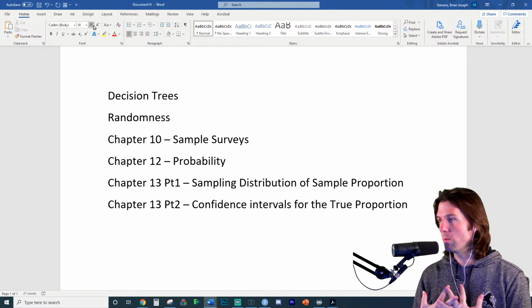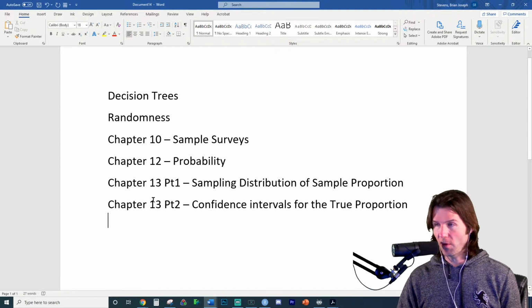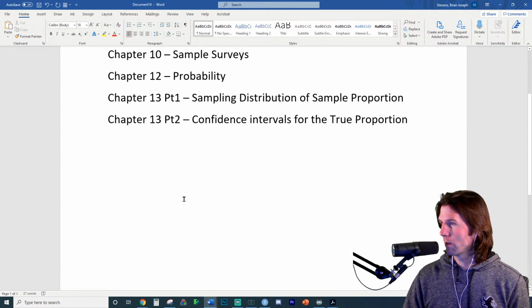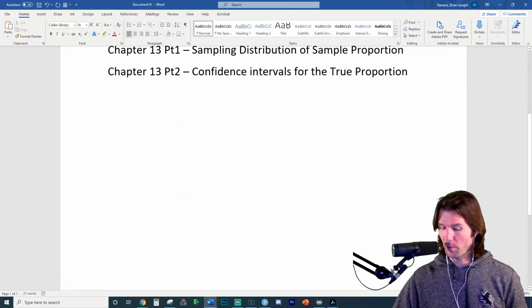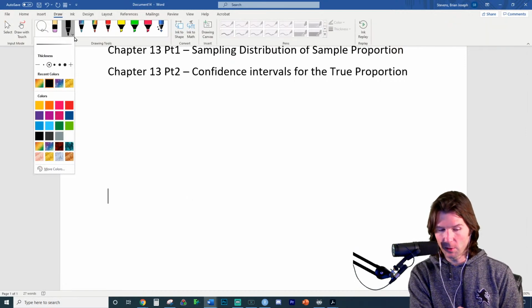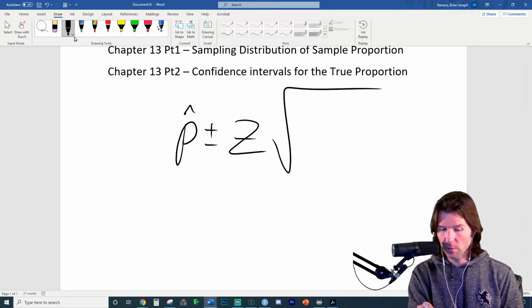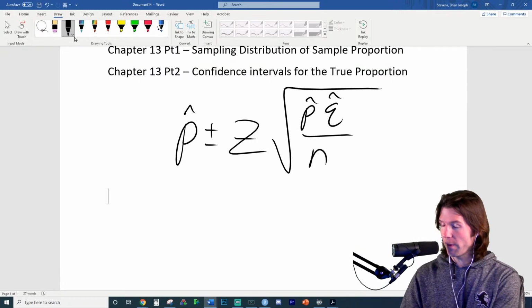So when it comes to the confidence intervals for the true proportion, what we're talking about right here is the following equation. We're talking about the equation p hat plus or minus z, and then square root p hat q hat over n. That is the equation for that chapter.